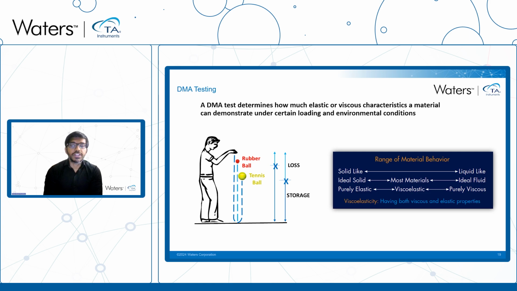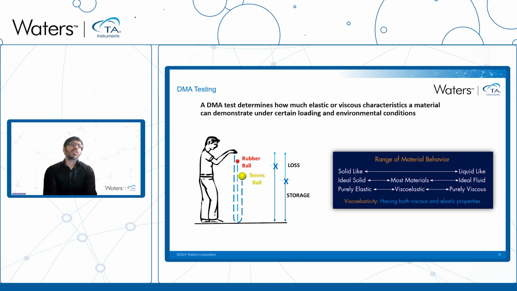Now I will shift gears and talk about DMA testing. A DMA test is a characterization method which is performed to quantify the elastic and viscous characteristics of a material under certain loading and environmental conditions. No material is a purely solid or purely viscous material. Rather, most materials are somewhere in between, being an ideal solid and an ideal fluid.